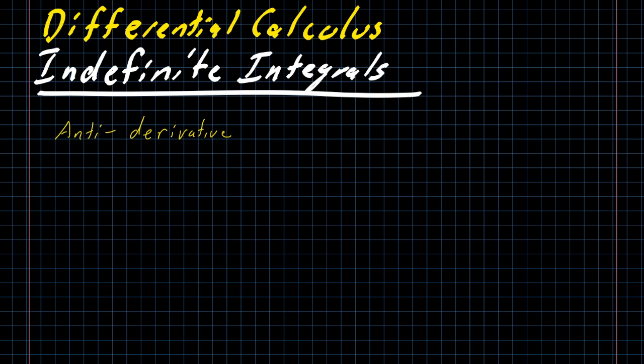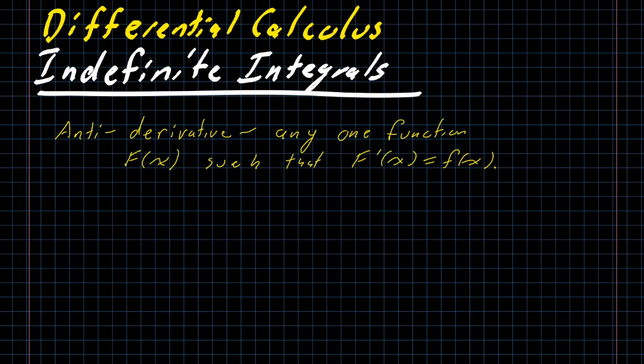An antiderivative is any one function, we generally denote using a capital F of x, such that capital F prime of x is equal to little f of x, right? So if we're given little f of x, we find a function capital F of x, so that if we differentiate capital F, we get back to lowercase f.